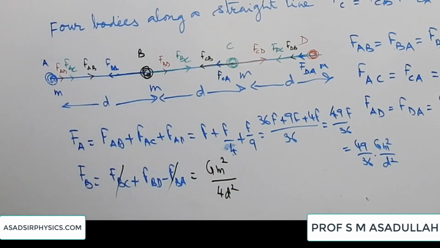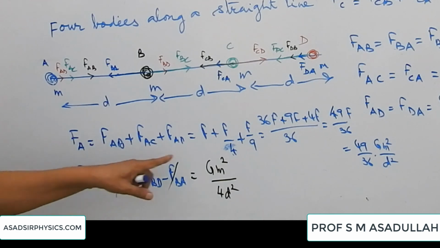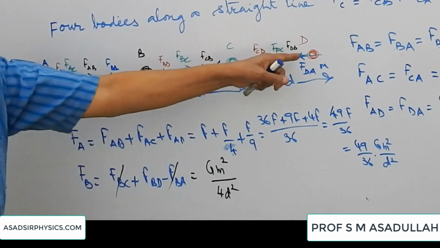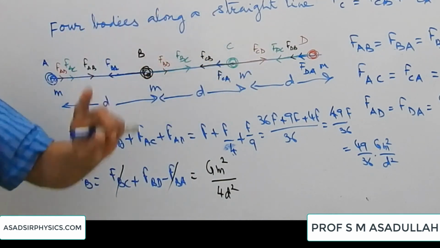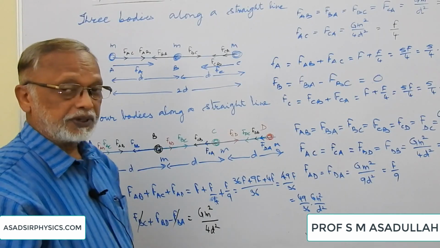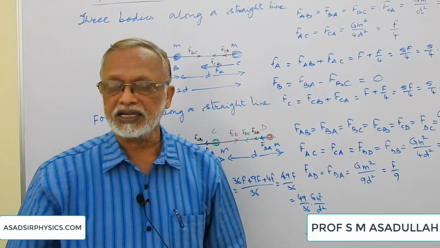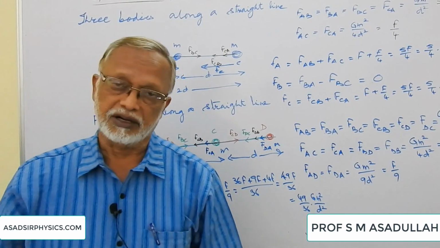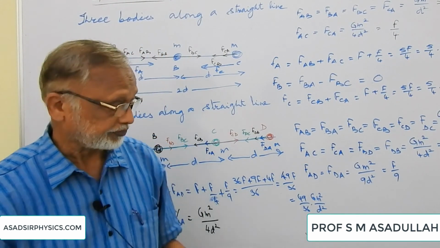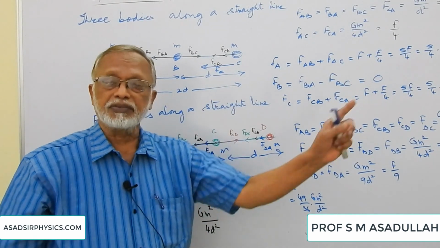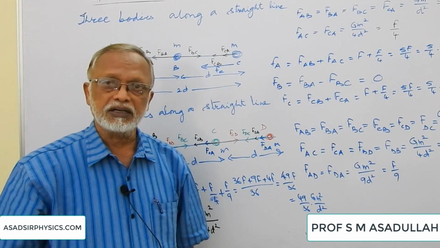So like this, similarly force on C will be same as force on B, force on D will be same as force on A. I hope it is clear to you. It is very simple. Now we'll take a more interesting and very important problem where we have an infinite number of bodies placed along a straight line.